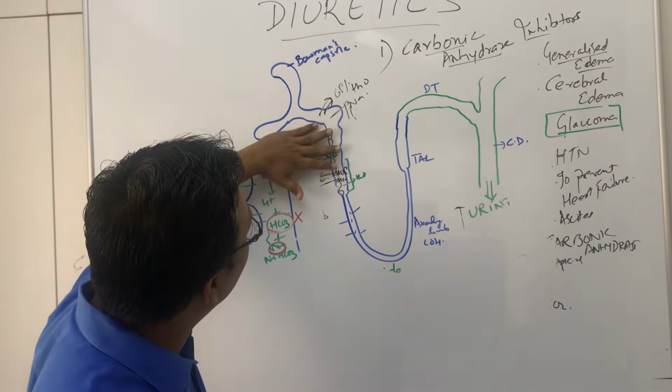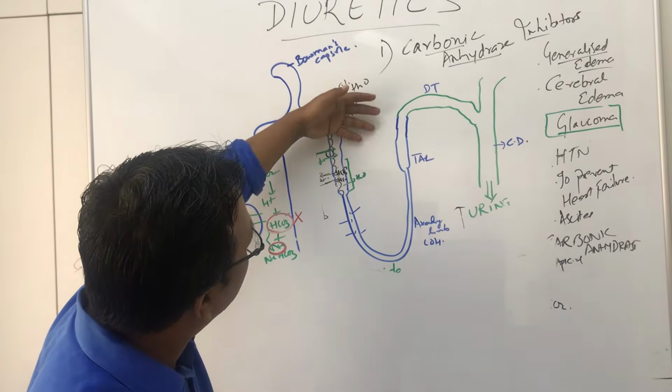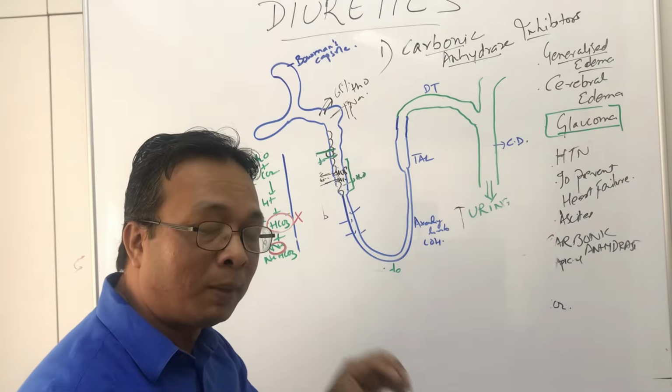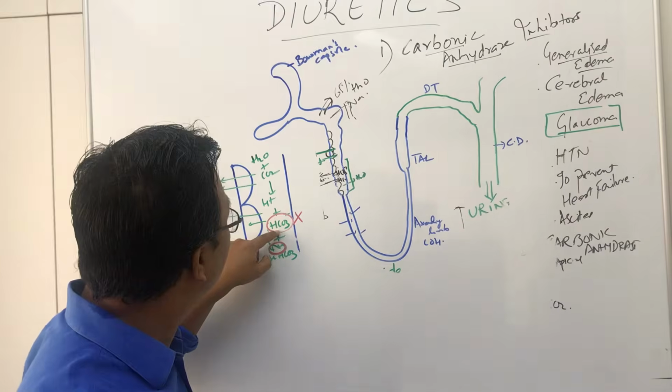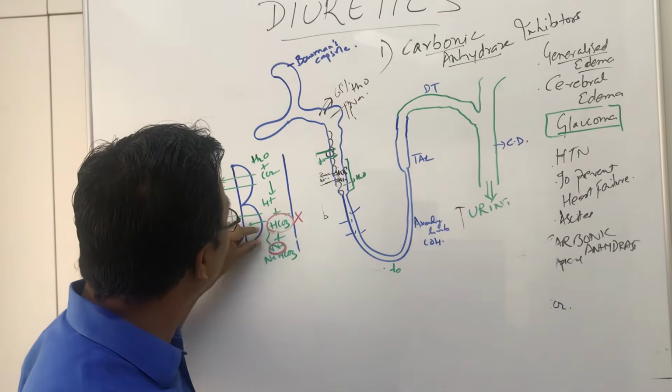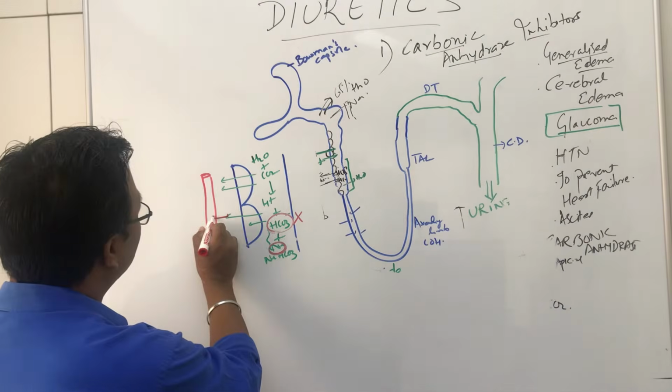Most of the sodium is already absorbed here. When it is coming from here, most of the sodium ions are already absorbed. In the late part, whatever sodium ions are available combine quickly with the available bicarbonate and form sodium bicarbonate, and are easily reabsorbed to the blood vessels, right?